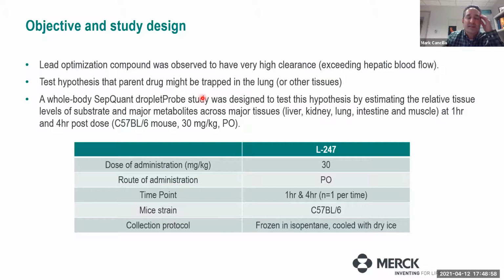There were a lot of different hypotheses, and other PK and other analyses weren't adding up. So they wanted to know if the parent drug was being sequestered in certain tissues, and one of the big questions was, was it getting to the lung? So we did a whole body SetQuant droplet probe type study to test this hypothesis, to look for levels of the substrate and see if there were any other major metabolites. We looked at the liver, kidney, lung, intestines, and muscles at about 1 and 4 hours post-dose. It was a 30 mg per kg oral dose.